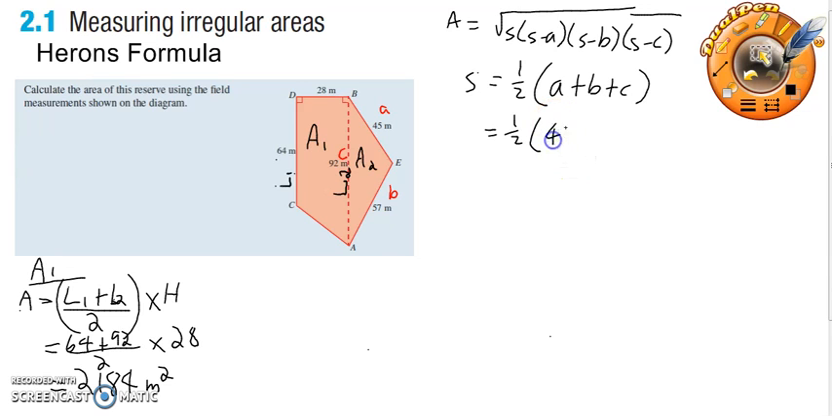A is 45, B is 57, and C is 92. So we've worked out that S will be equal to 97 meters. Because we know S, we can sub into the formula.